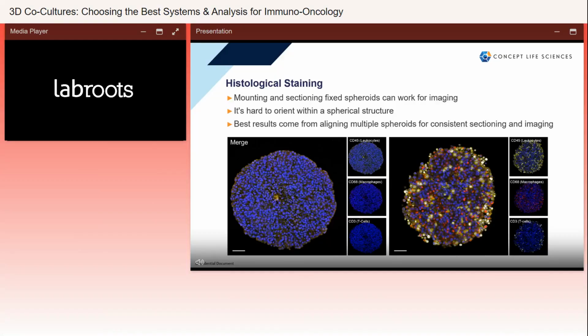And essentially, here's an example of ones we have done. This is just a sphere on its own with no PBMCs. And on the right, this is one that got exposed to PBMCs, and you can see T cells and macrophages throughout. So the T cells are labelled in white, the macrophages labelled with CD68 in red, and CD45 is a total immune cell marker, and you can see how they're throughout the entire section there.